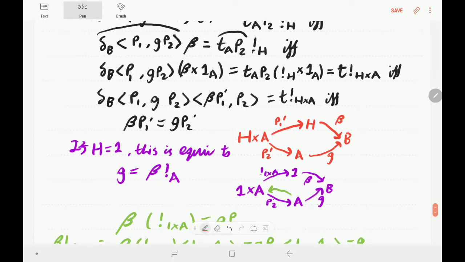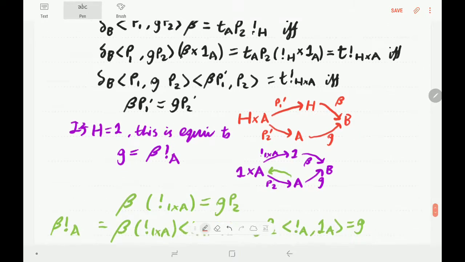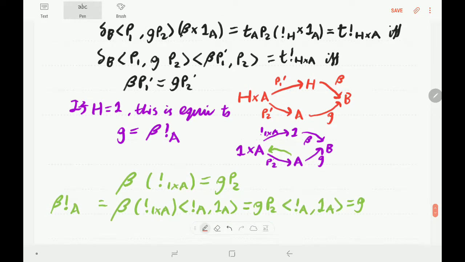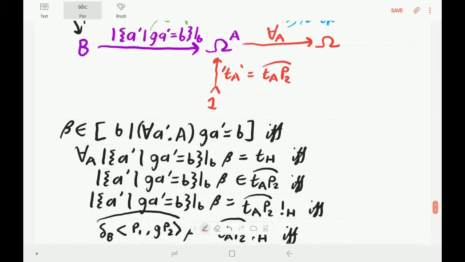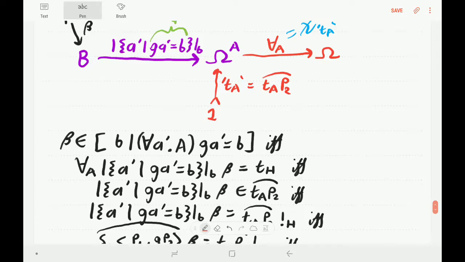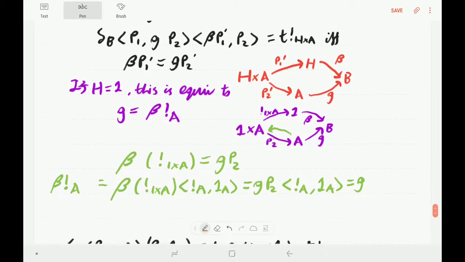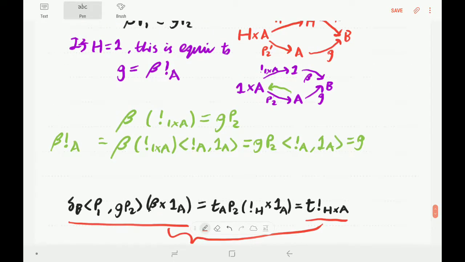Now it's easier to understand what this means when we consider a special case where H is a terminal object, in which case, as I've proved in green here, this is equivalent to saying that G is equal to beta after exclamation mark A. So in other words, G is always beta, which if you think about it makes sense, right? Because beta is such that GA dash is equal to beta for all A dash. So in other words, G is constantly beta, okay? So that makes sense.